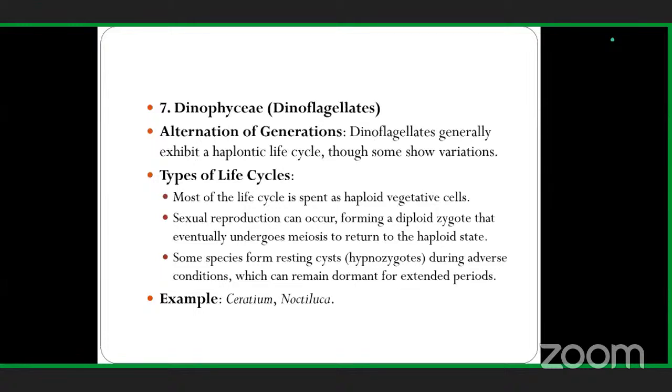Number 7 is Dinophyceae, that is dinoflagellates. So they generally have haplontic life cycle. Mostly have haplontic, but some species might show variation also. Example is here Noctiluca and Ceratium. These are the examples in the Dinophyceae.